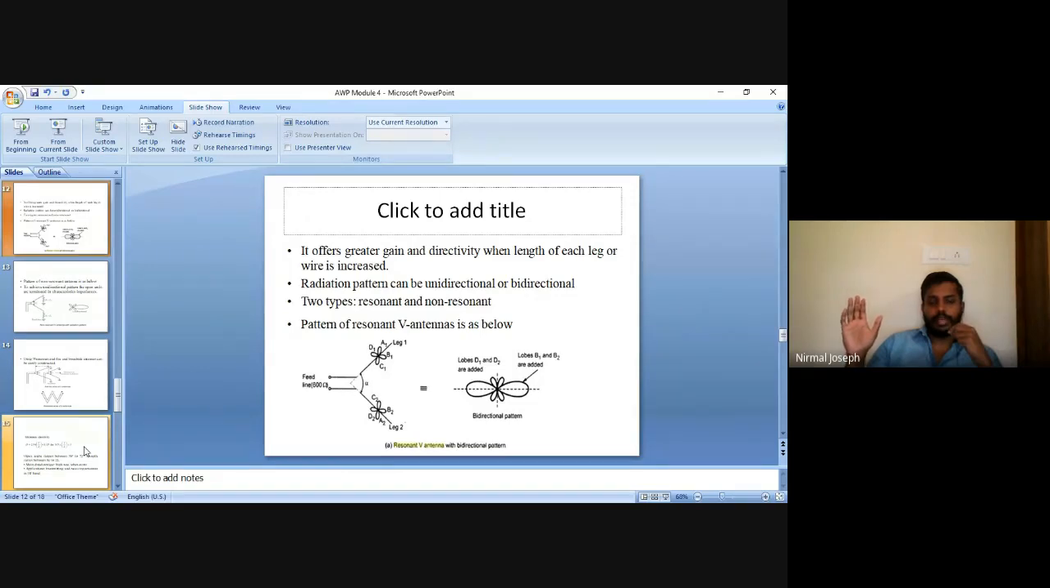So there will be a reflected wave. If we are just arranging like this, as shown in this figure, we will be getting a resonant V antenna with a bidirectional radiation pattern. That is what is shown here.